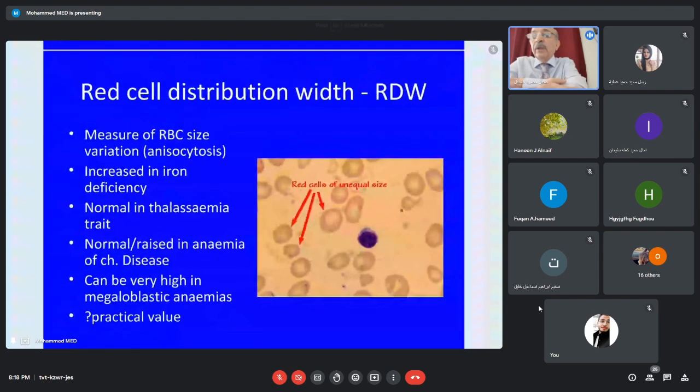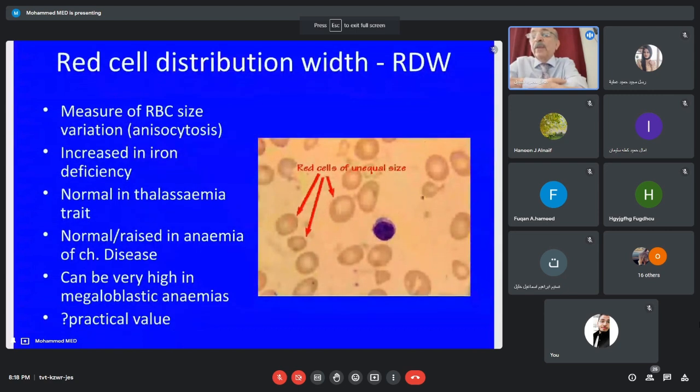Yes, this is the red cell distribution width, the RDW. What it indicates, it's positive in this patient, it indicates that the red blood cells are of different sizes, okay? Some of them are small, some of them are medium in size, and some of them are big in size, and this can be measured by the automatic analyzer.